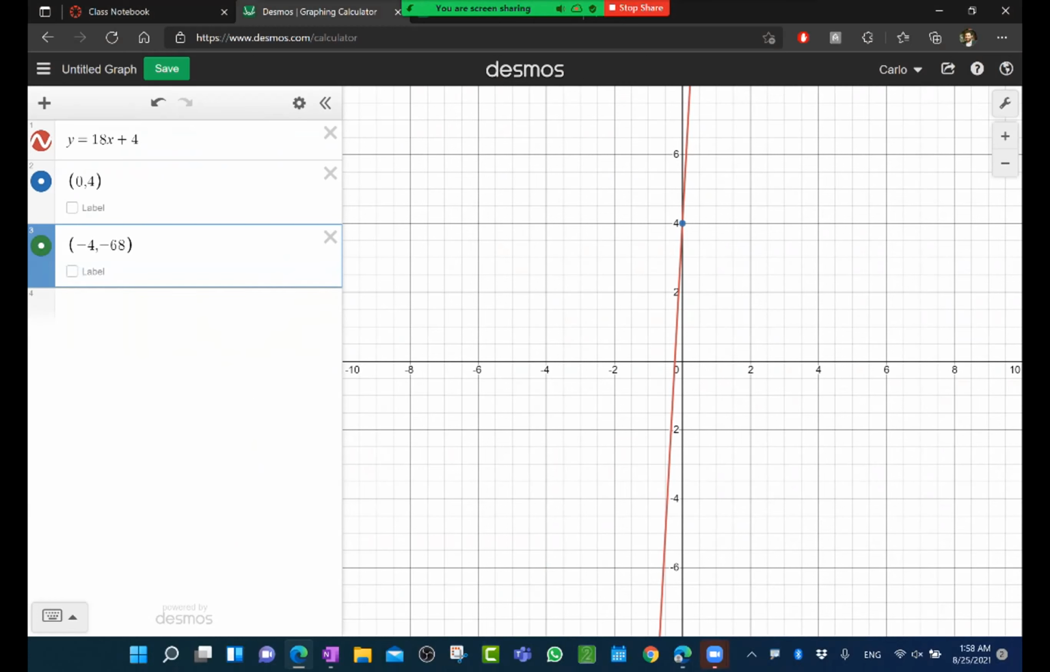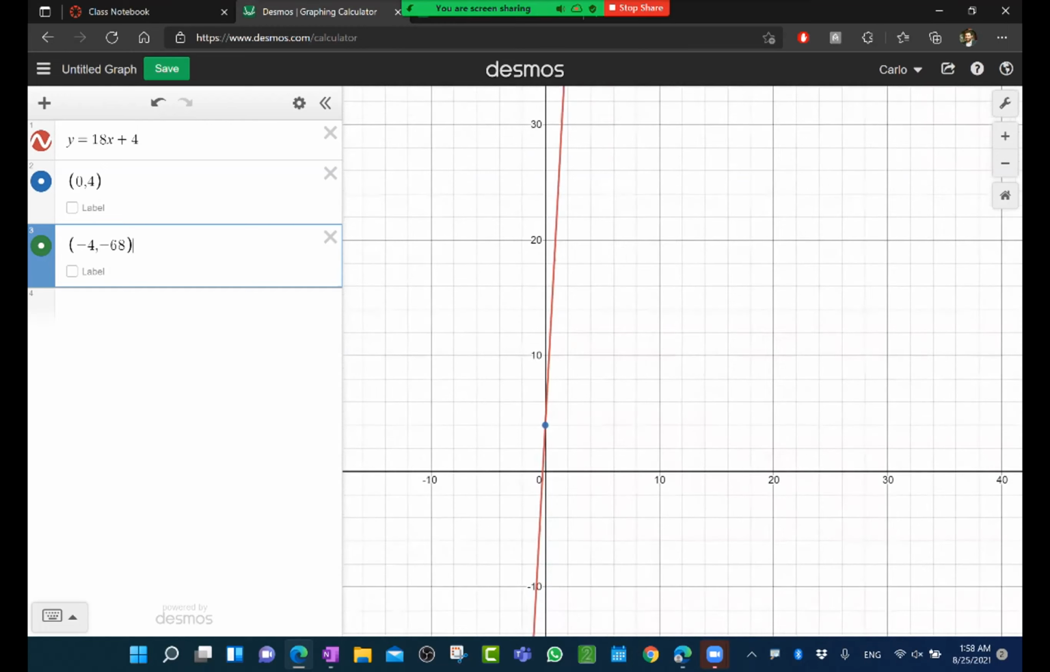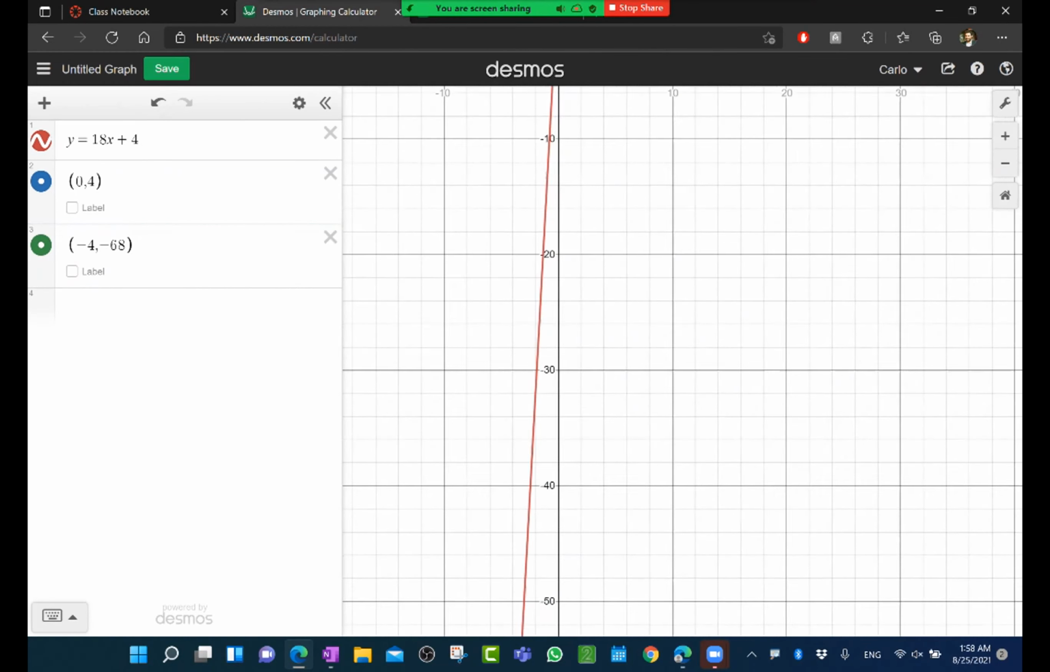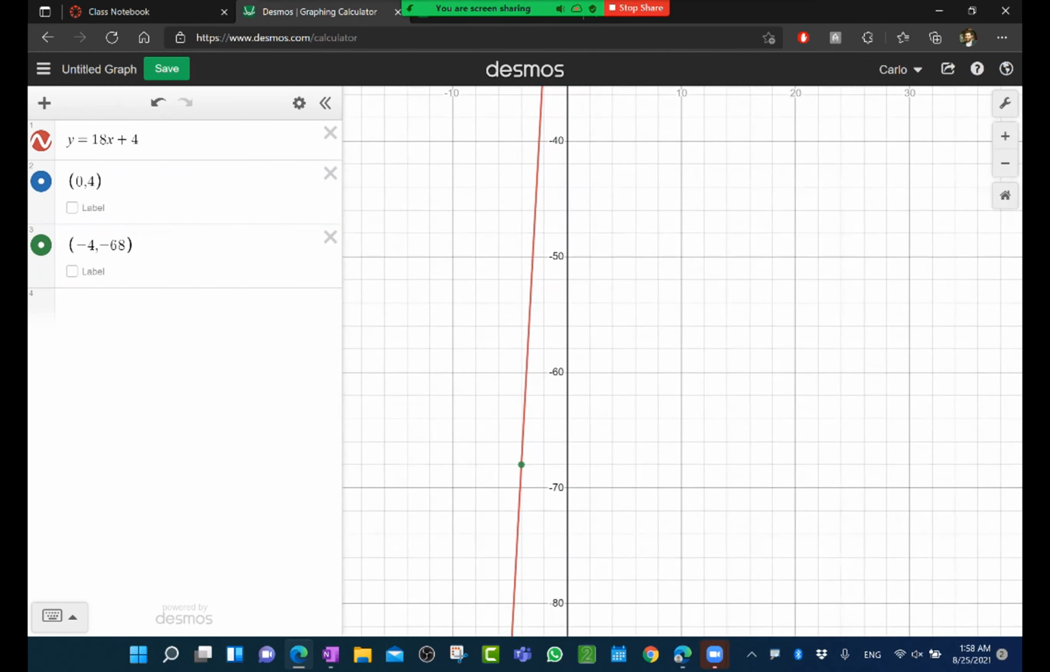And where will that be? So both of them are negative. That puts us down in quadrant 3. So I'm going to be way down here. And there it is. Okay.